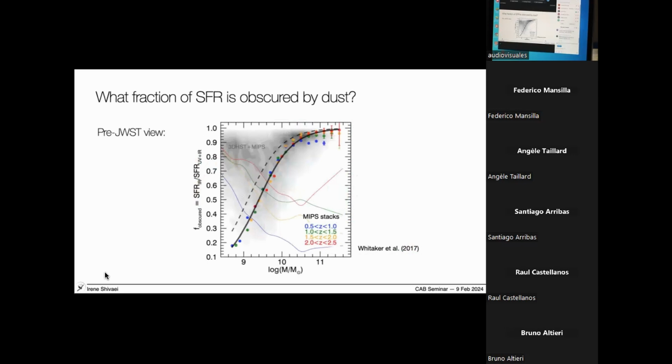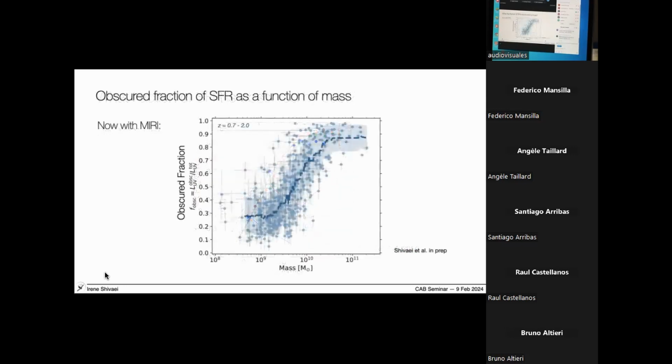But the scatter in this relation is completely lost in data from Spitzer because you don't have individual detections. And now we can look at the scatter. This is from the SMILE survey. If I want to put it into the context of the previous study, the dotted curve is the curve from MIPS data before JWST, which is biased a little bit high compared to our results. That's because in Spitzer data, you're missing most of the population that is less obscured. But with MIRI, we now have the sensitivity to look at all of them.